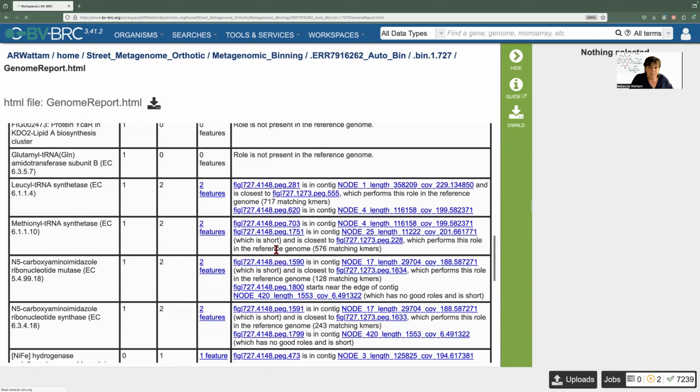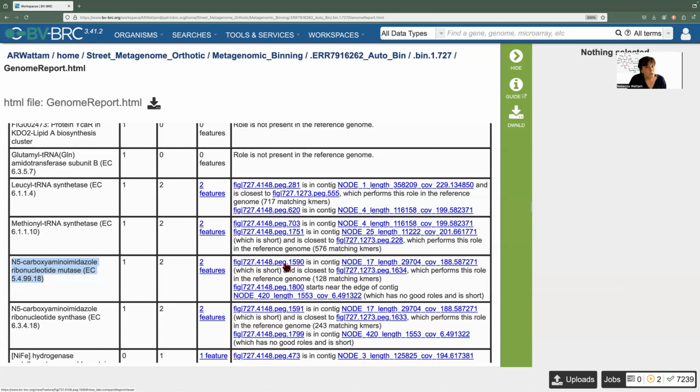So I want to start with something that for me is a little easier. For example, let's do this particular gene, and I'm not even going to try to pronounce it. But the pipeline predicts that there should be one of these genes. And actually it found two. And so this would take me to a table that showed me those two genes. But this is the description. So it says this is the unique gene identifier for one of those genes. This 727.4148 is the genome ID for our bin genome.